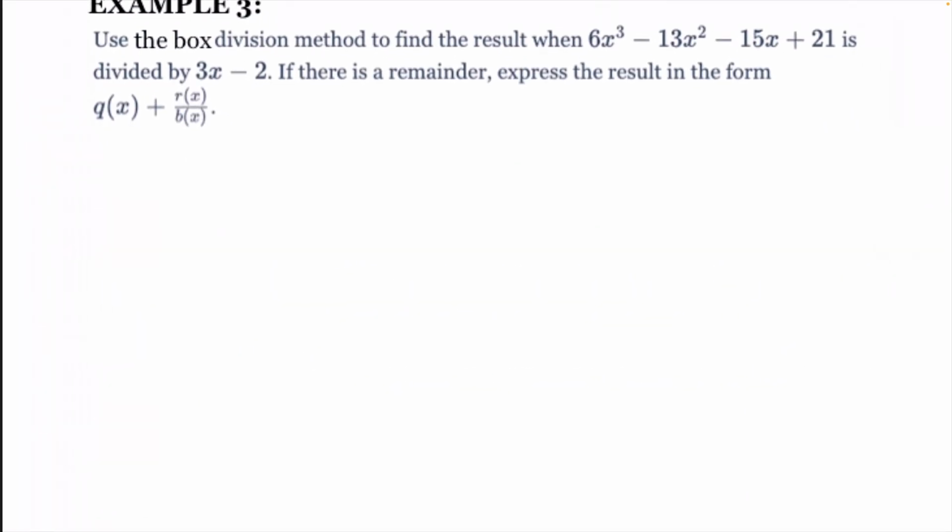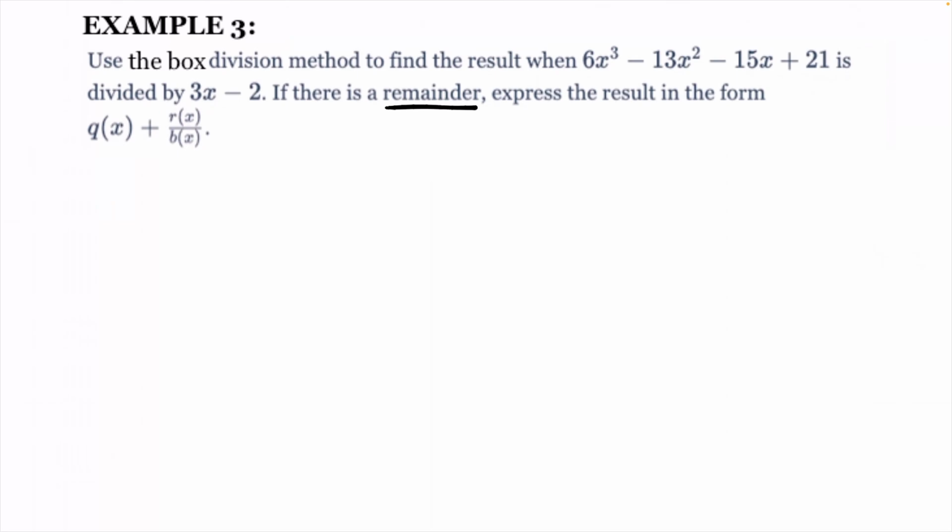So I'll give you a hint. Anytime the question says, if there is a remainder, it's probably going to have a remainder. Not always, but most likely it's going to have a remainder. The first two questions didn't have that last sentence. Okay? And all this is saying is, if you get a remainder, write it as a fraction. Okay?